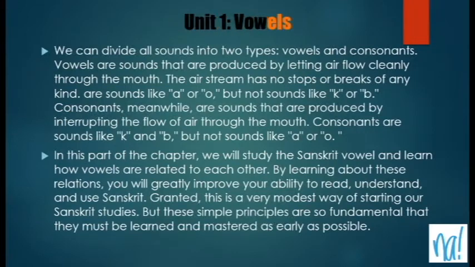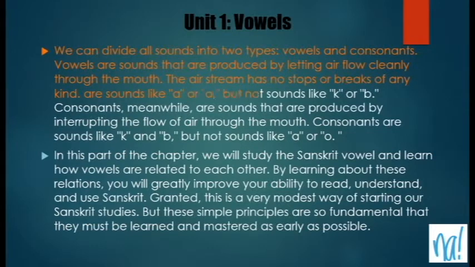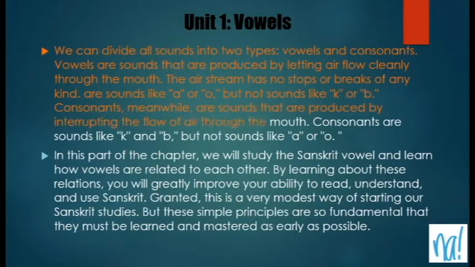Unit 1, Vowels. We can divide all sounds into two types, vowels and consonants. Vowels are sounds that are produced by letting air flow cleanly through the mouth. The air stream has no stops or breaks of any kind. Vowels are sounds like A or O but not sounds like K or B. Consonants, meanwhile, are sounds that are produced by interrupting the flow of air through the mouth. Consonants are sounds like K and B but not sounds like A or O.